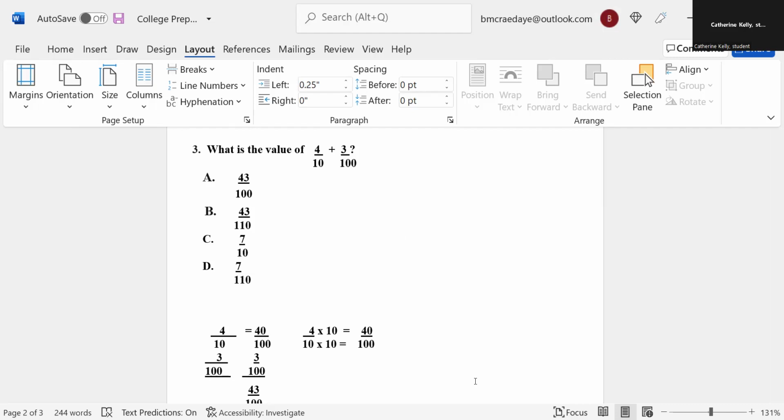They have to be the same. The denominator, the bottom number, must be the same. You have to multiply to get it to be the same. It's not always multiplying; you may have to divide. You have to make the denominators the same in order to add or subtract the fractions.